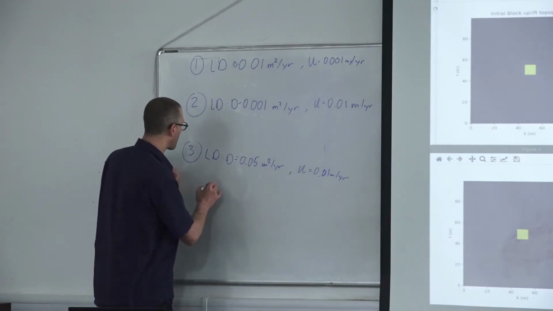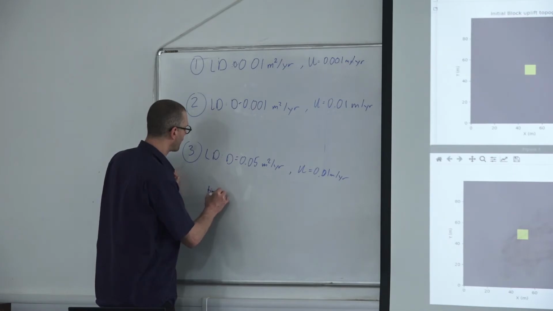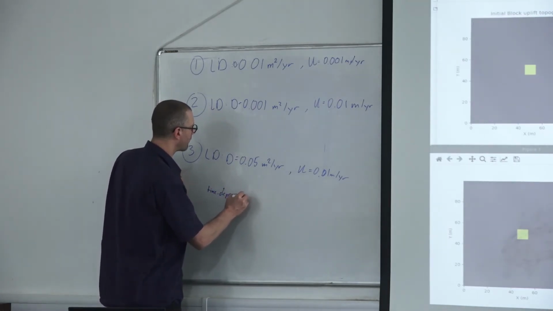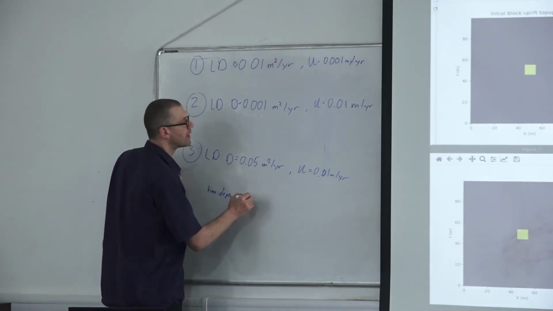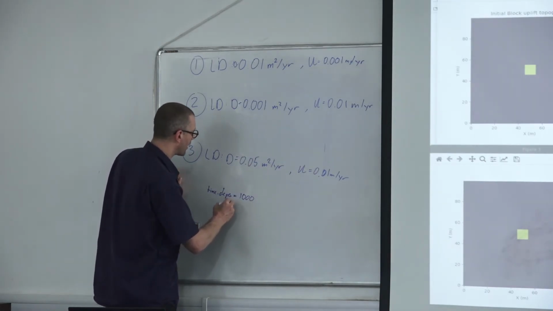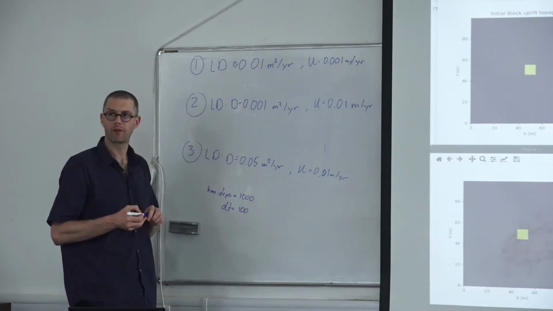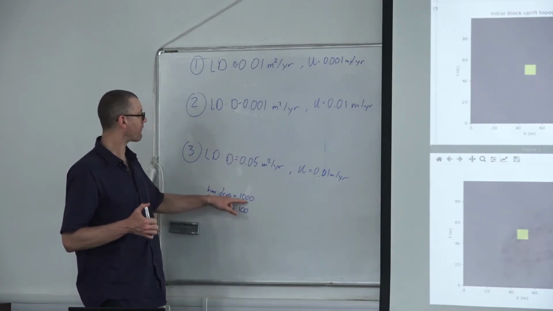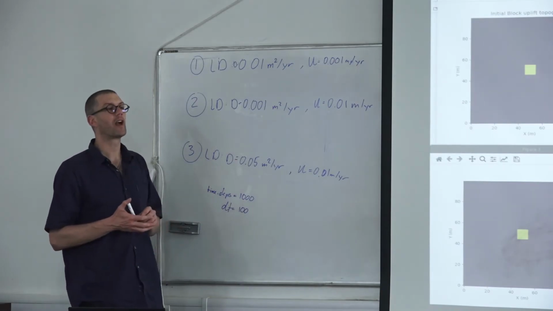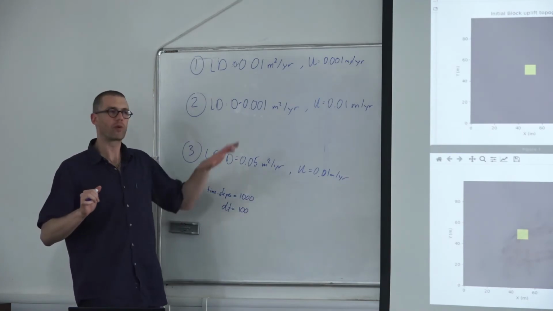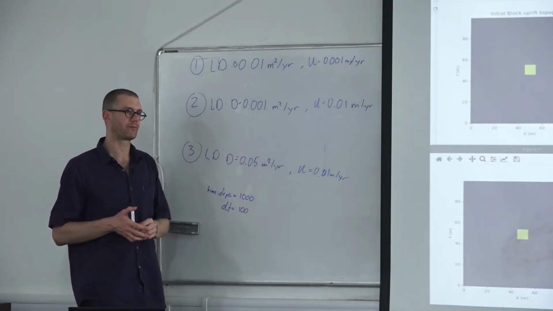I should say that we probably want to run 10,000 years, so we want time steps of 1,000, and our dt equals 100. Okay, want to do that? So that we are essentially modeling the Holocene. What would happen with a fault scarp throughout the Holocene?